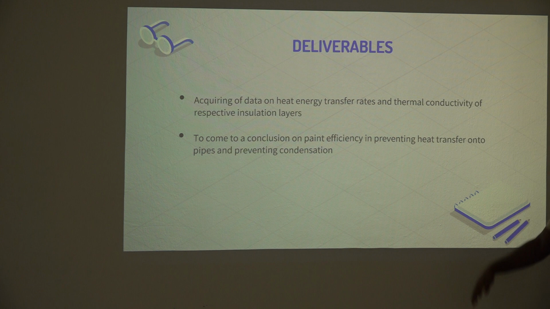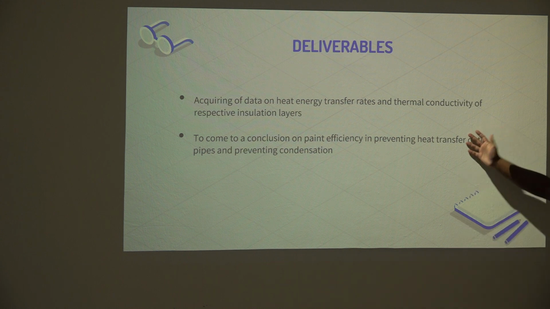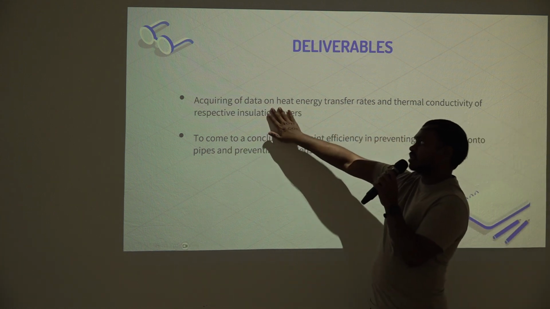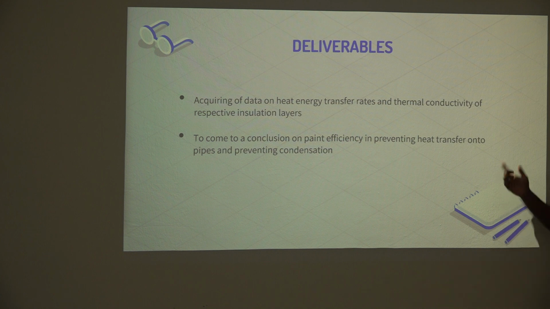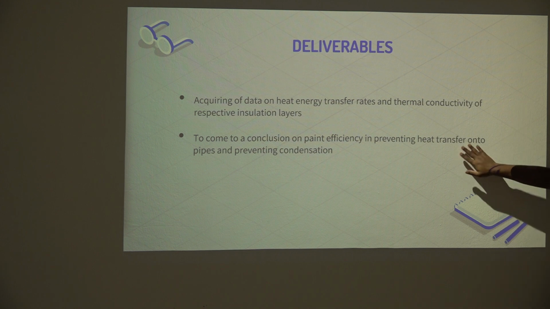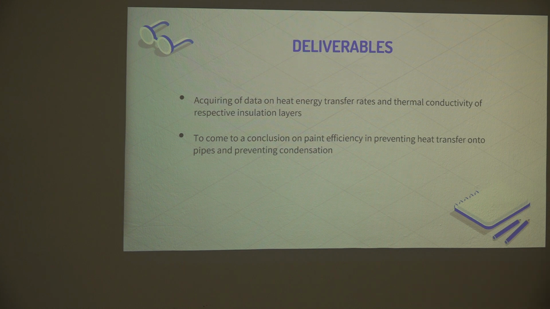Alright, so now what do we get from it? First and foremost, we are acquiring the data on heat energy transferred and the thermal conductivity of the insulation layers, meaning the sponge and the pane. And then, why we need this is so that using the theory, the calculations, we'll be able to determine the efficiency of the pane and to see if it's really better than the sponge, as well as the data sheet.